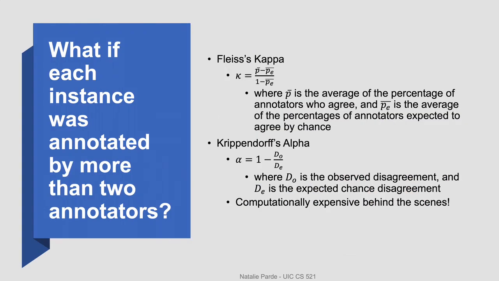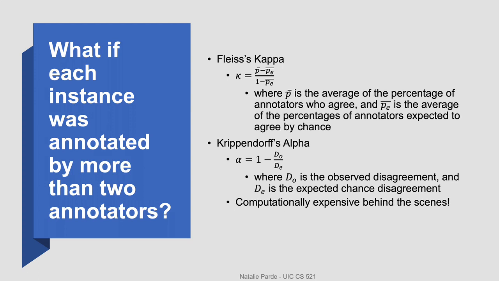Although Cohen's kappa is very common, it's not the only sophisticated way to compute inter-annotator agreement, as already mentioned. In cases when each instance was annotated by more than 2 annotators, you could compute Cohen's kappa between each possible pair and then average those scores. But you could also compute Fleiss's kappa or Krippendorff's alpha. Fleiss's kappa is a slightly modified equation in which you're subtracting the average of the percentages of annotators expected to agree by chance from the average of the percentage of annotators who were observed to agree.